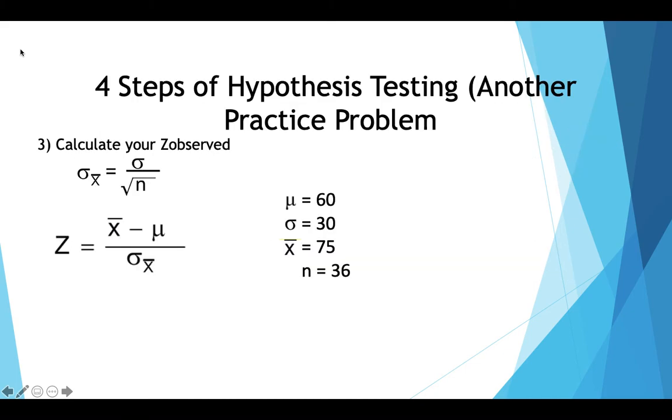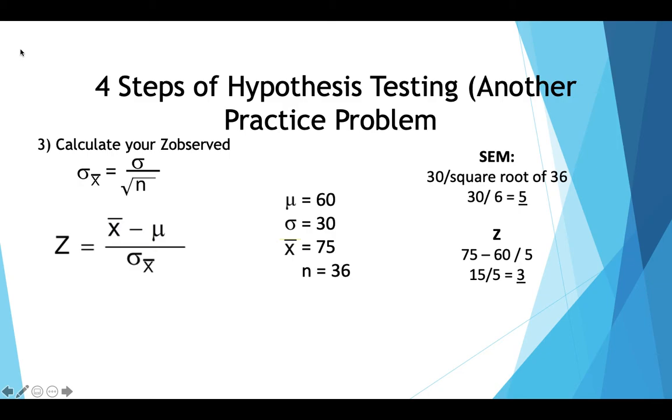Let's calculate our z observed. So for standard error of the mean, we take 30 and divide that by the square root of 36, which gives us 5. We then take 60 and subtract that from 75 and divide it by our standard error of the mean, which gives us 3.